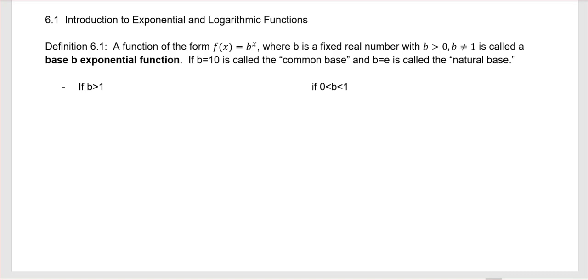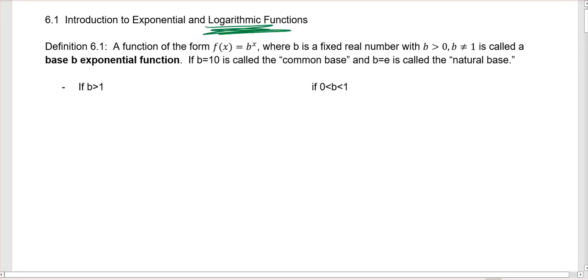Okay, let's talk about section 6.1, Introduction to Exponential and Logarithmic Functions. We're going to use what we did in chapter 5, in particular that composition stuff and inverse stuff, to talk about what lots of people are terrified of, logarithms.